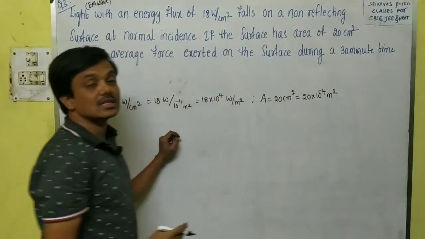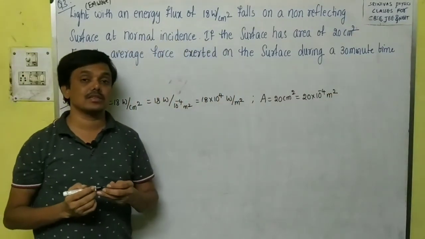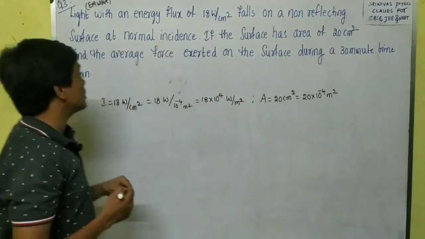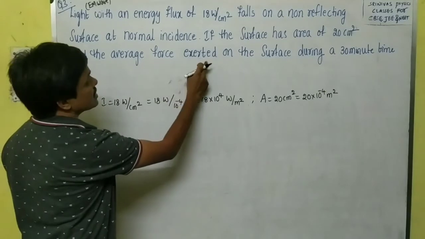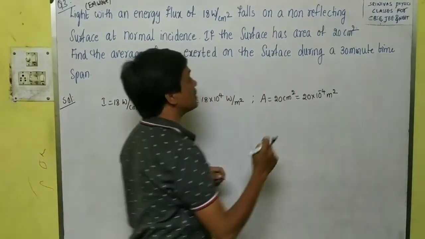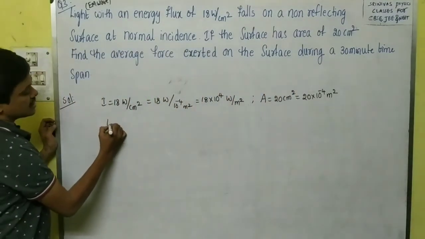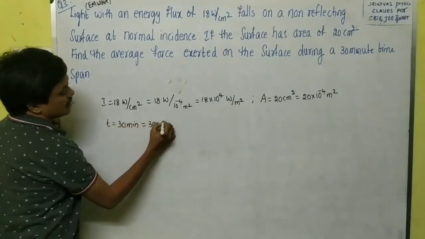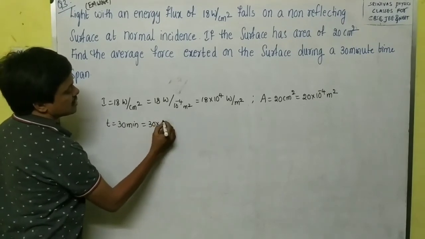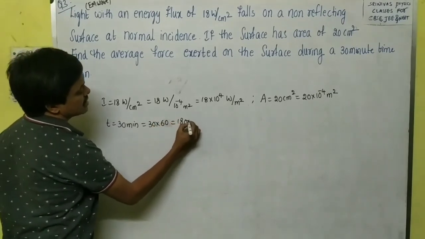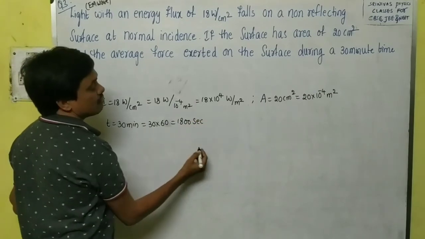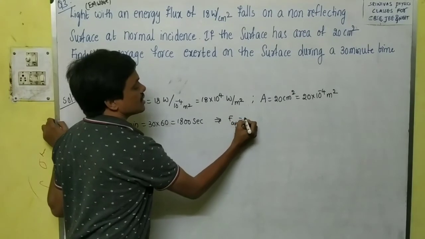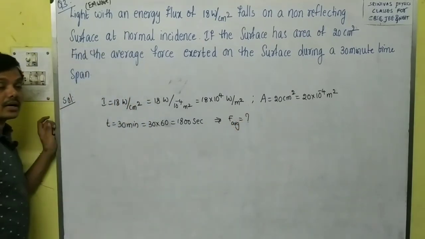Okay, the EM wave is incident on the non-reflecting surface. That is a normal incidence, incident on a certain area, 20 centimeter square. The average force exerted on the surface during 30 minutes of time. 30 minutes means 30 into 60, that is 1800 seconds. During this, how much average force is exerted on the non-reflecting surface by the EM wave?